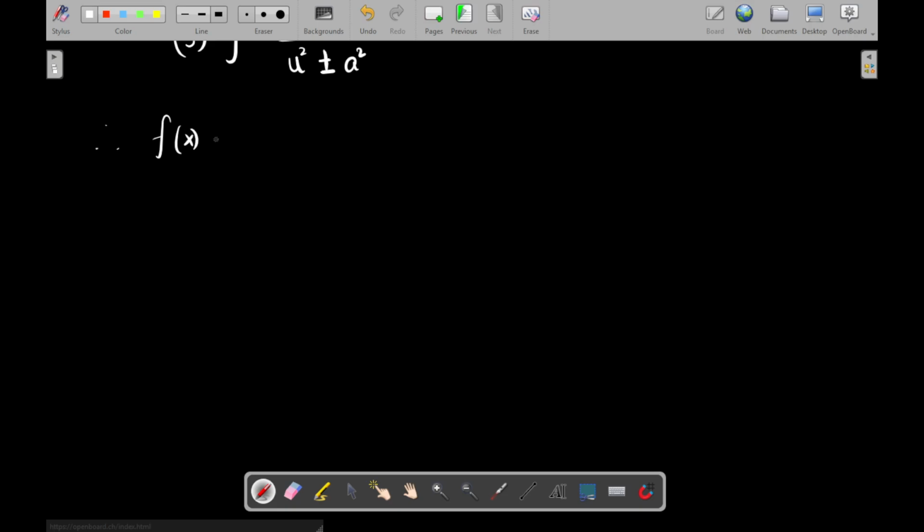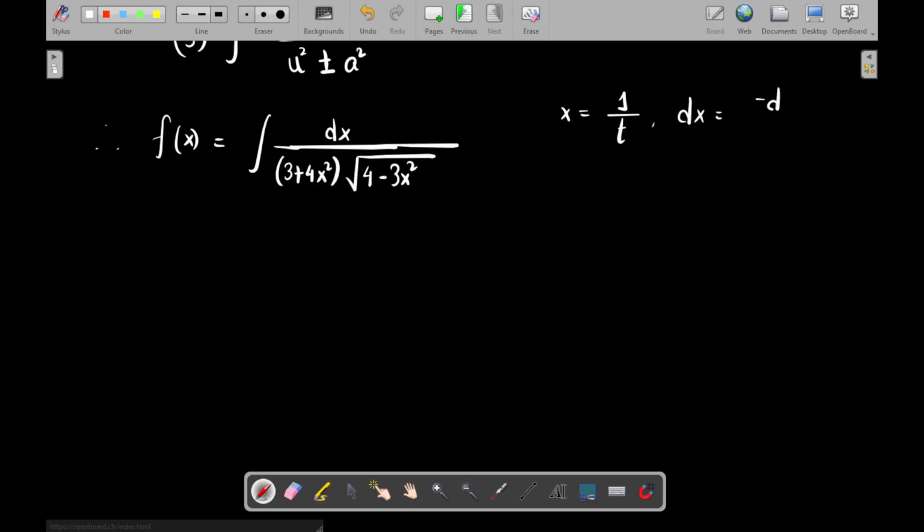Now we are given f(x) is equal to the integration of dx by (3 plus 4x²) times the square root of (4 minus 3x²). Again, I'll use the first substitution, x equal to 1 by t and dx equal to minus dt by t². So f(x) will now change into a function of t, but in the final answer we need to do the two back substitutions in order to get back x.